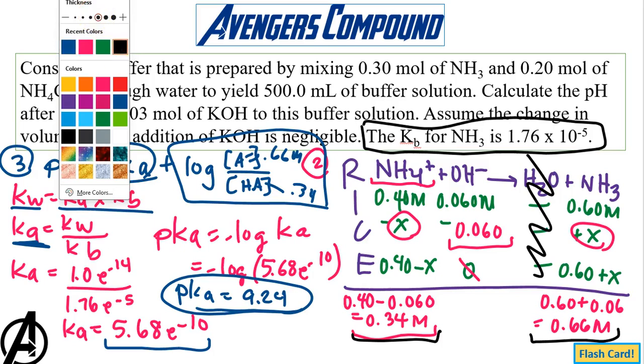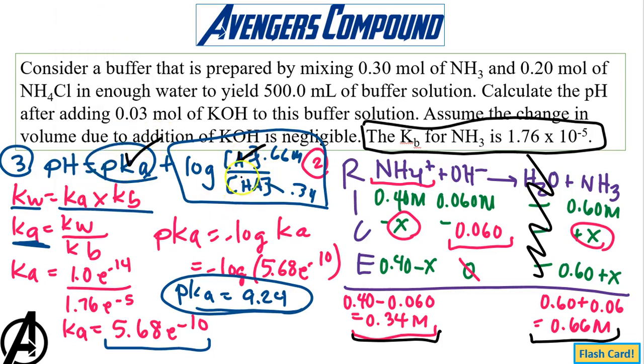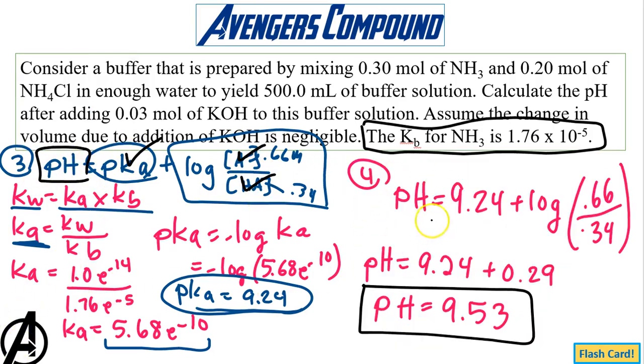So now I successfully have my pKa value, I have both my base and my acid value, and I can go ahead and solve for pH. Now I can say my pH is equal to 9.24 because I got my pKa value plus the log of 0.66 divided by 0.34. So when I divide these two numbers and take the log, I get 0.29. Okay, so my pH is equal to 9.24 plus 0.29, which is going to equal 9.53.